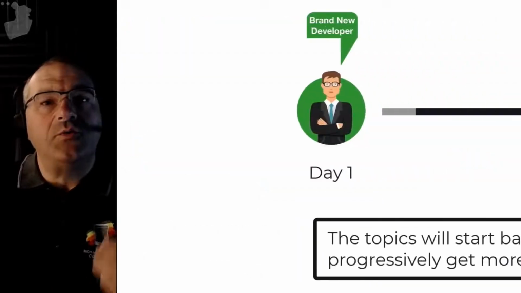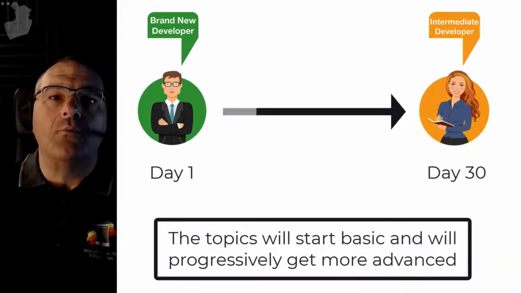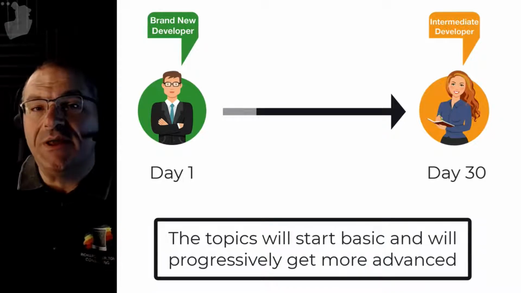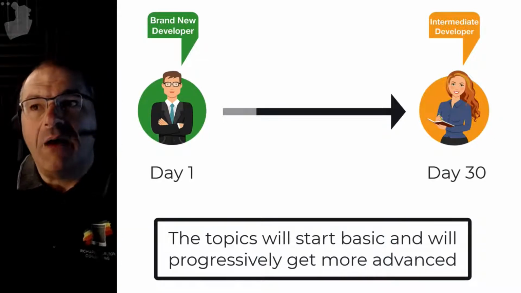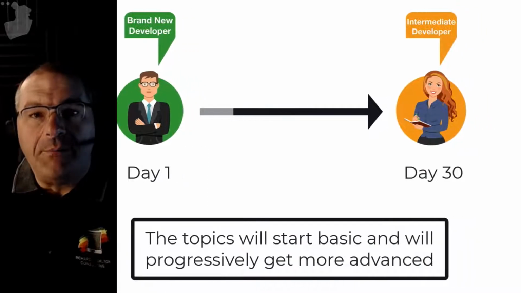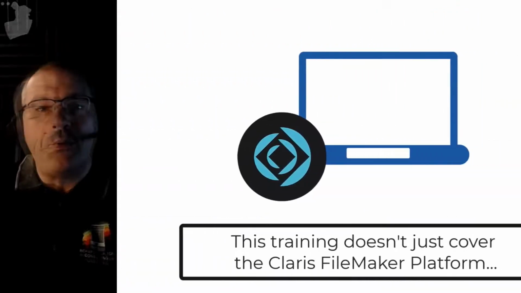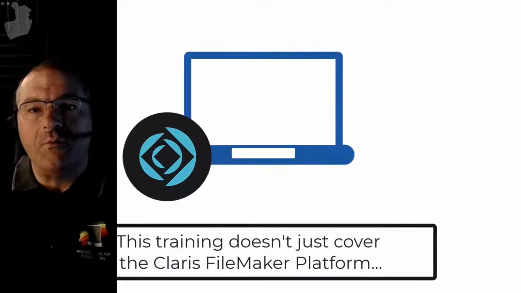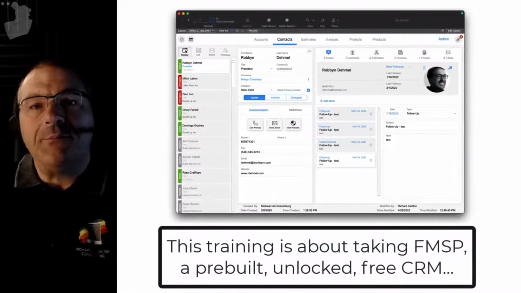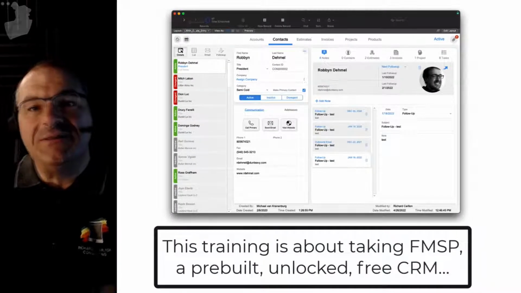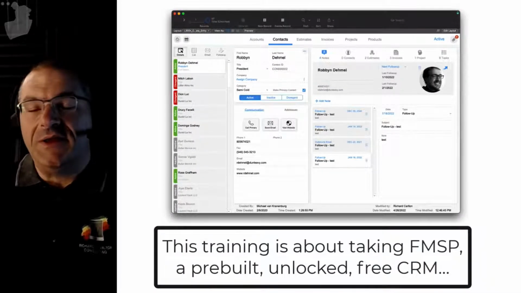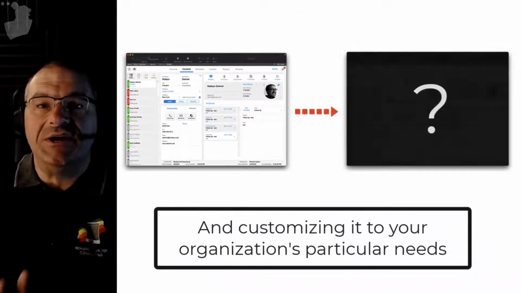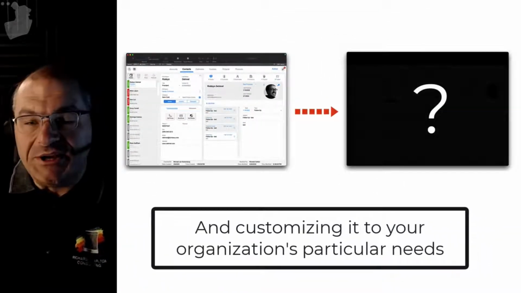So keep in mind that towards the beginning of the training, the topics are more basic in nature. And as we get towards the end of the training, they're somewhat more advanced. I would say probably intermediate level topics. Now keep in mind, the special part of this training is that we're not only talking about the FileMaker platform, we're talking about how you can rapidly customize an existing free CRM that you can download today. It's unlocked. So, taking that CRM and customizing it to your organization's particular needs.